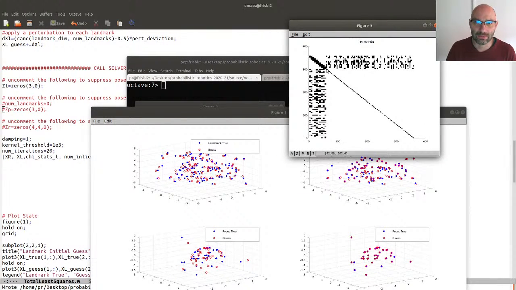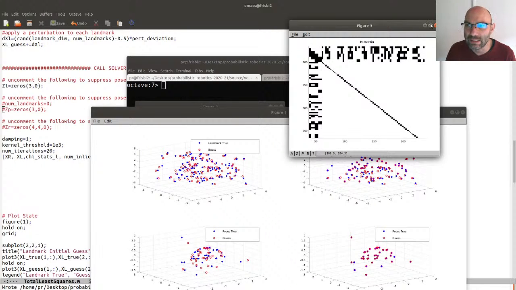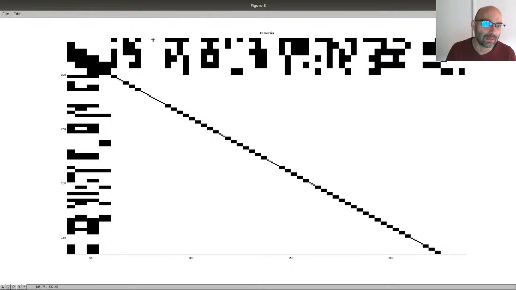Remember that the correlation matrix, the H matrix, has some zeros right here. So here I could easily tell that this bunch of landmarks over here has never been observed, because this part of the matrix which could correlate the landmark with the robot position is 0. And the damping, now you understand why the damping serves to not have a poorly conditioned system.